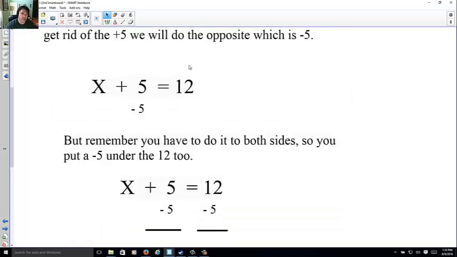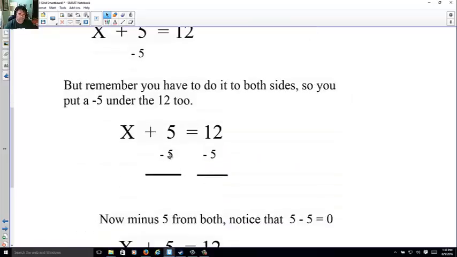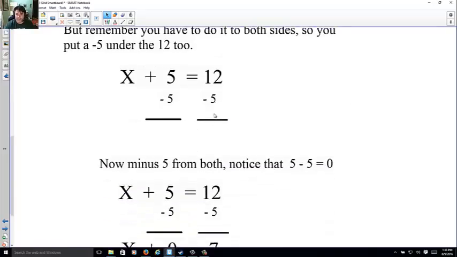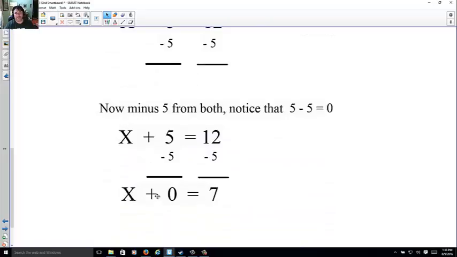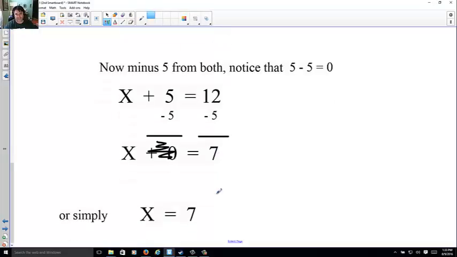So minus 5 here, minus 5 here. This goes away, and this makes 7. So really x plus 0, because 5 minus 5 cancels, you can just get rid of the plus 0. So you can say, okay, well, this goes away, and x equals 7.